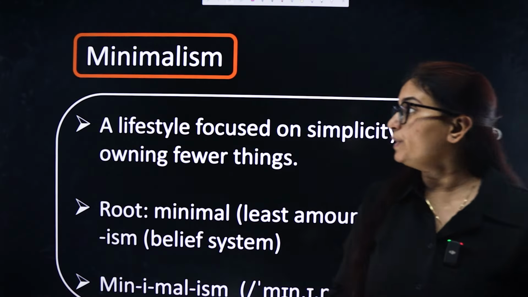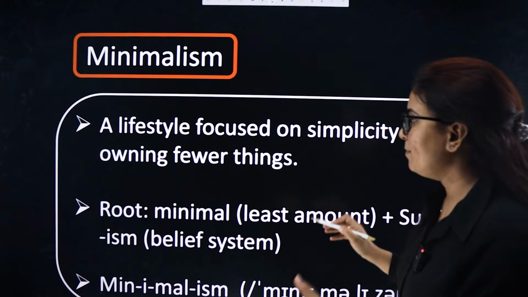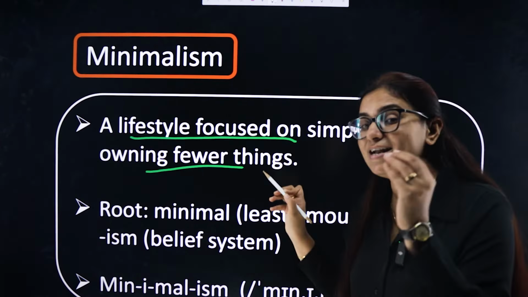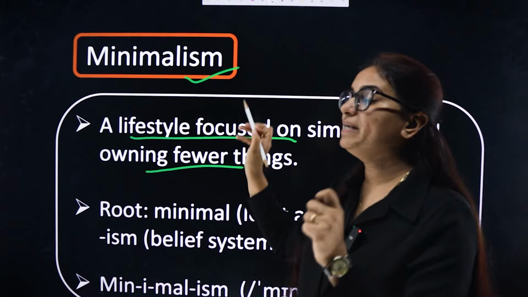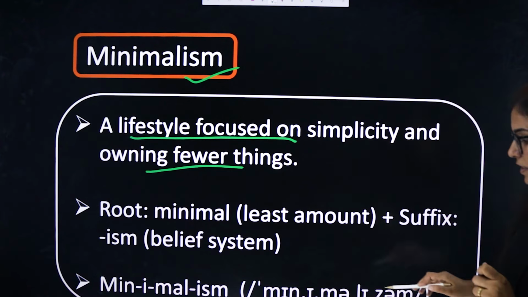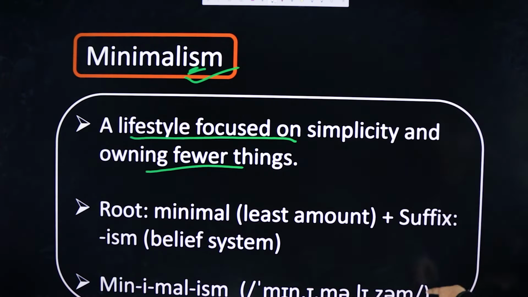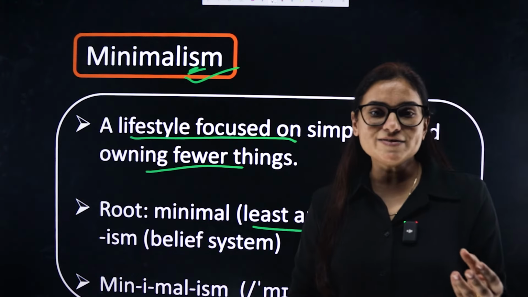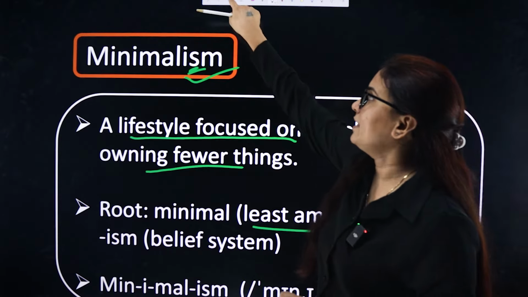Next word is on your screen, which is minimalism. This is the new trend of living, when people are focusing on a lifestyle where you have fewer items in your house. Fewer items in your house is a minimalism house. The pronunciation is here, minimalism. There is a Z sound in the end, minimalism. Minimal amount of items in your house. A belief system to have fewer items in your house is called a minimalism lifestyle.